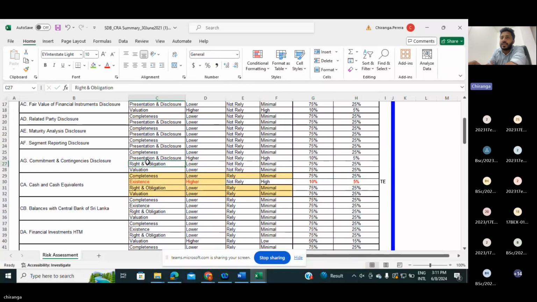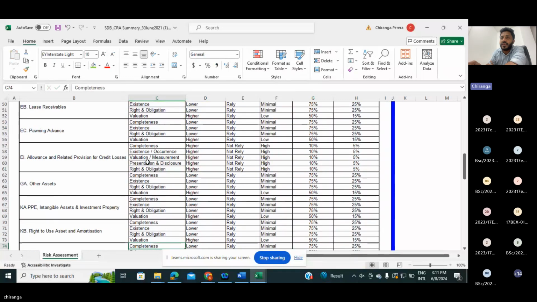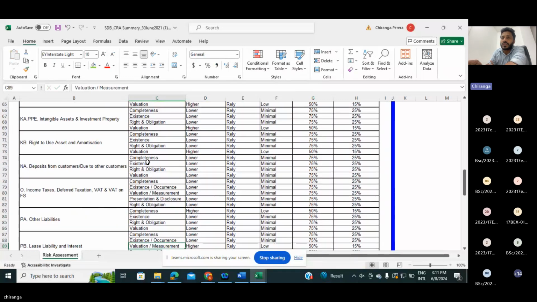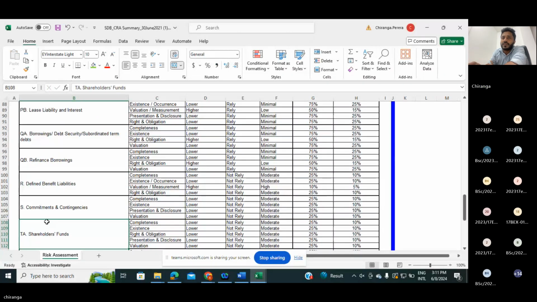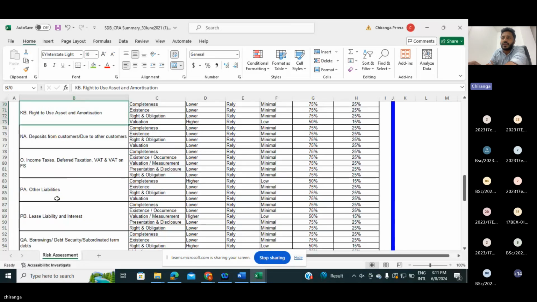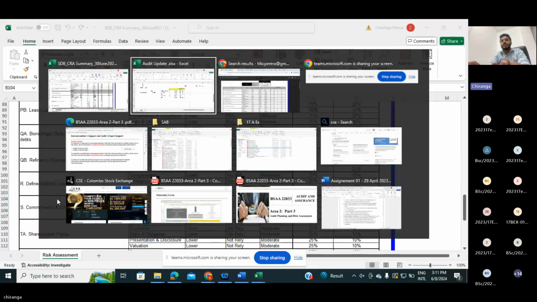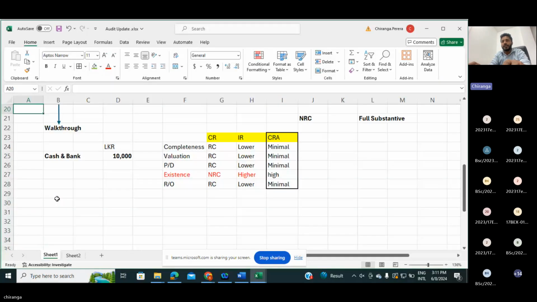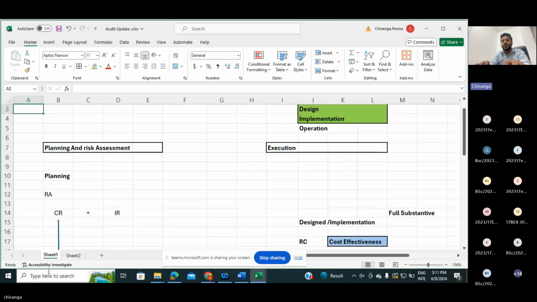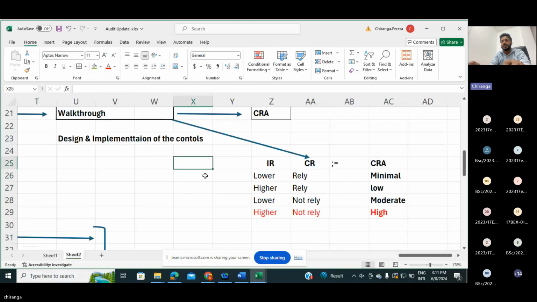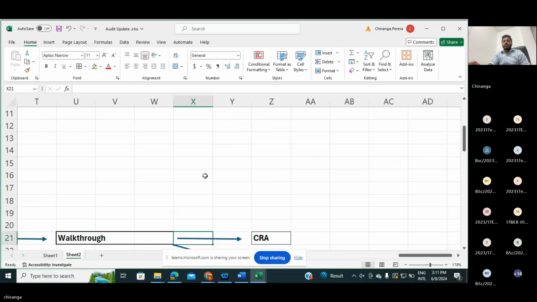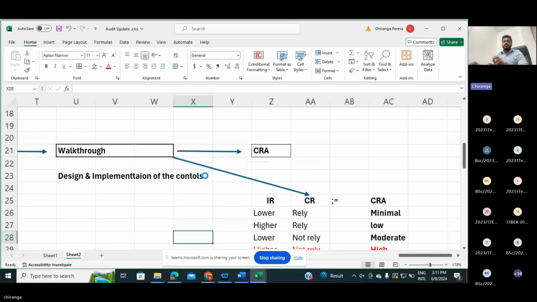This activity should be done for each and every significant account and disclosure. You can see VAT, deferred tax, other liabilities, shareholder funds, all the significant accounts and disclosures are there. I hope it is clear about the combined risk assessment and what the input from the walkthrough is. Any questions or doubts, you can share with me.